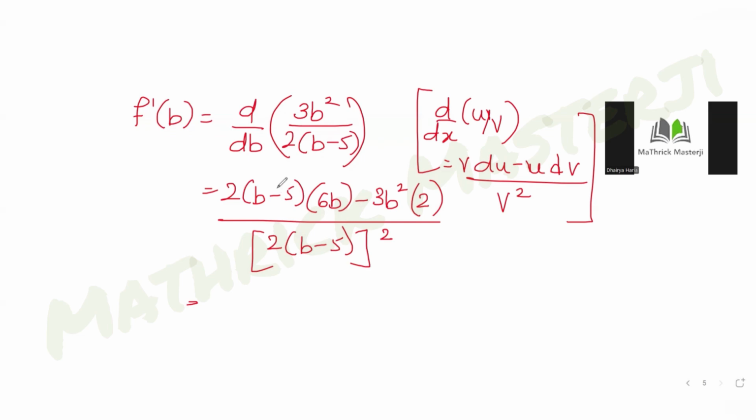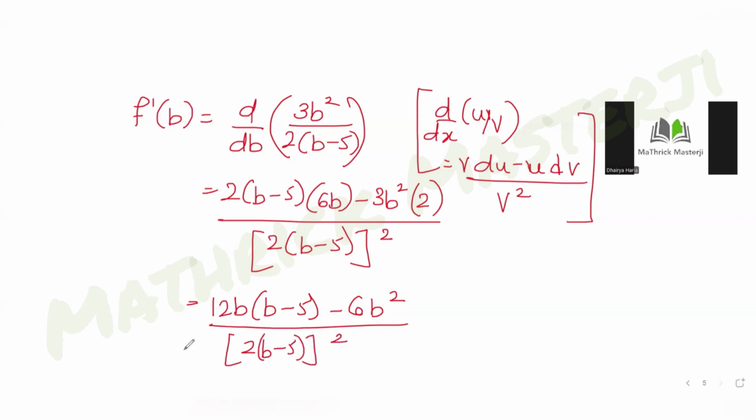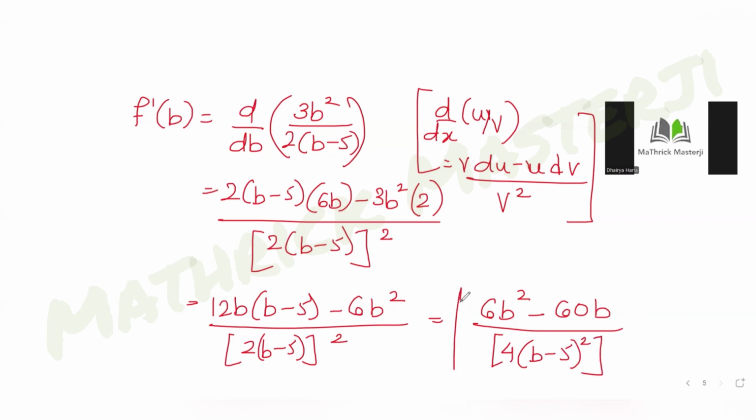So we have this entire function, and if I have this, I get 12b times b minus 5 minus 6b square, divided by 2 times b minus 5, the whole square. So this entire function becomes 12b square minus 6b square, which is 6b square, minus 12 times 5, which is 60b, over 2 square, which is 4, and b minus 5, the whole square. So we have this entire first derivative of the function.